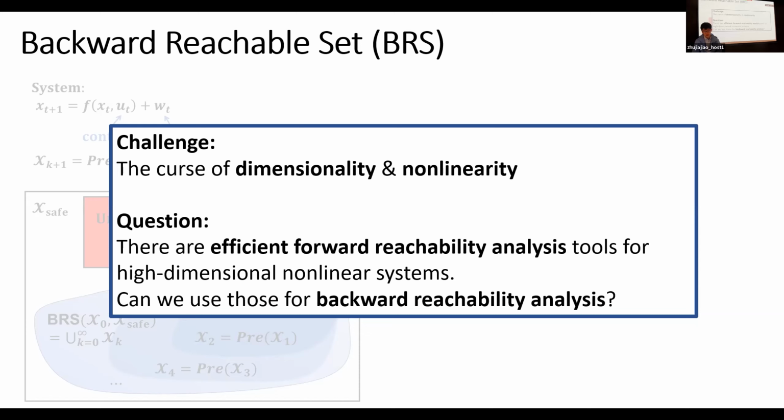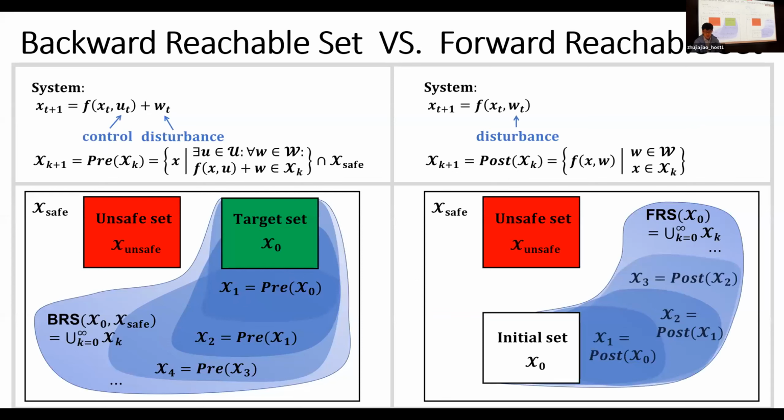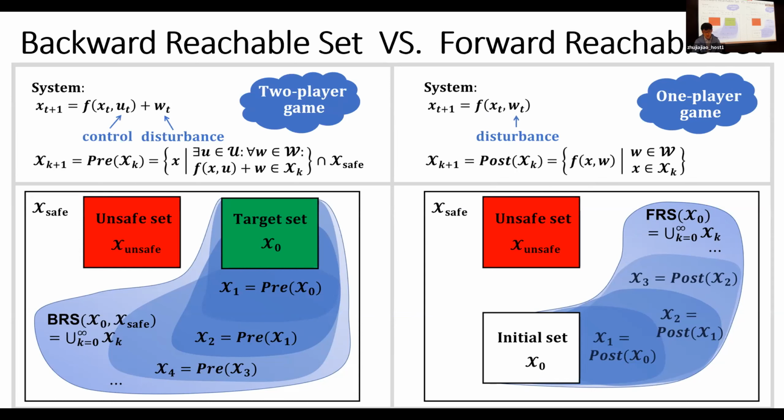On the other hand, we have seen that for forward reachability, there are actually some fairly efficient tools, even for high dimensional and nonlinear systems. So the key question we want to ask here is, can we use those for backward reachability? And to answer this question, we have a brief comparison here. There are two differences between the two. One difference is the following.